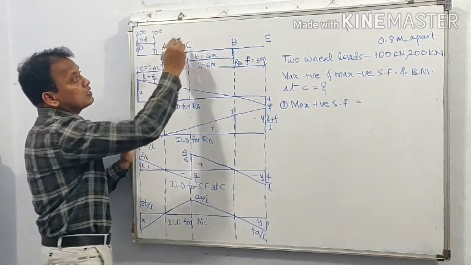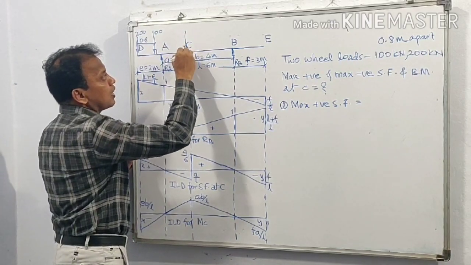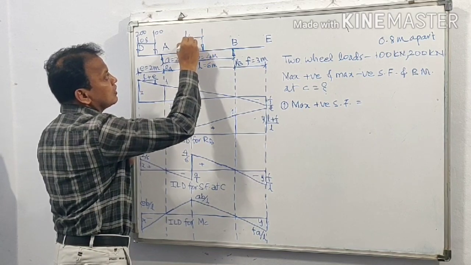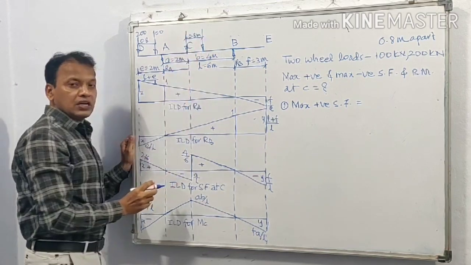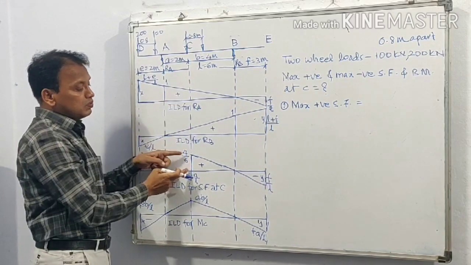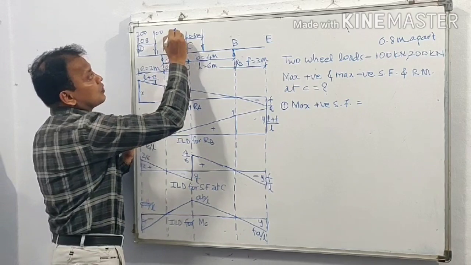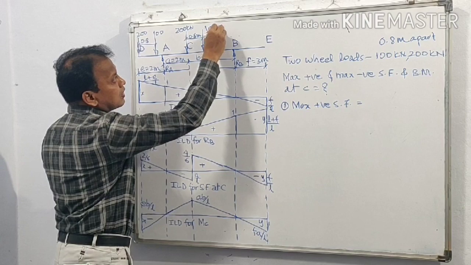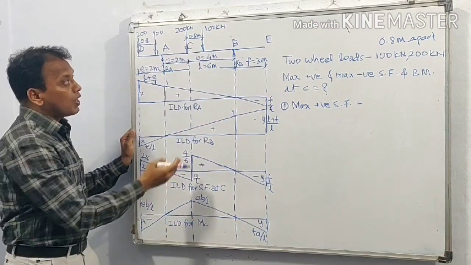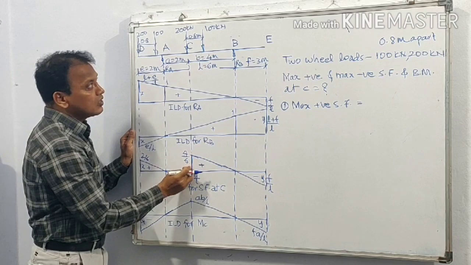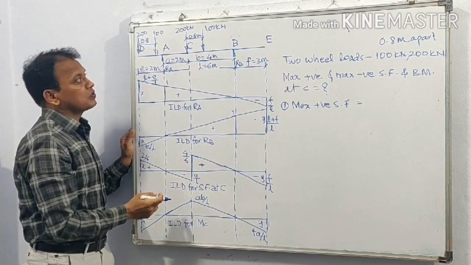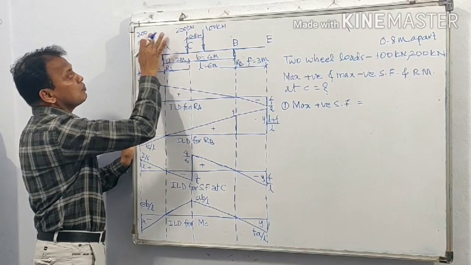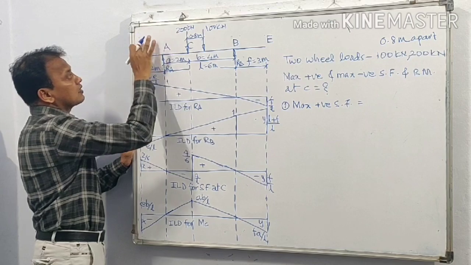But when load is applied here, that is at C and at 0.8 meter apart here, in this case any load can lead the other. The heavier load must be multiplied by larger ordinate. Therefore, here 200 kilonewton must be here and 100 kilonewton 0.8 meter apart on right hand side. Why on the right hand side? Because on right hand side of C there is positive shear force diagram. So this is not critical position for maximum positive shear force at C.